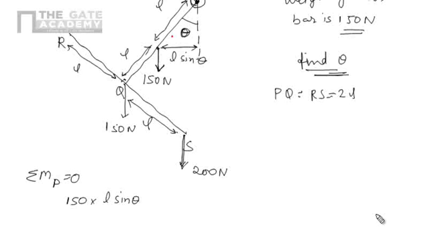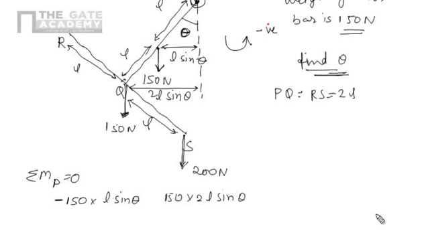So, the nature of this moment is anti-clockwise, so according to our sign convention, it is negative. Moment due to this 150 Newton at this point P, we have to consider the perpendicular distance. It is nothing but 2L sin theta. So now we have 150 into 2L sin theta, and again it is in anti-clockwise direction, so it is negative.